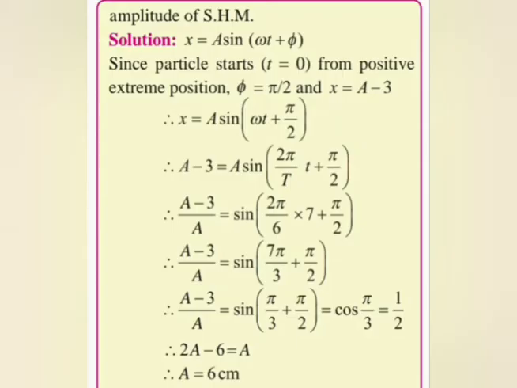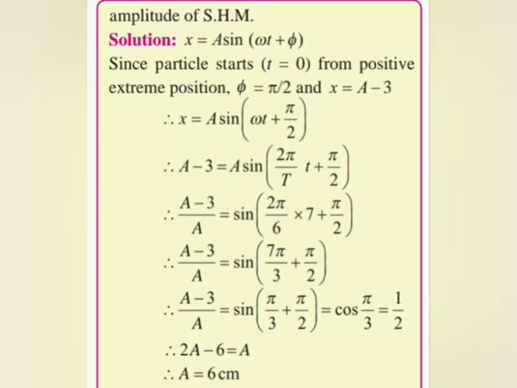So here students, we have the solution, that is displacement of particle, x is equal to a sine omega t plus phi, as you know very well. And when the particle is displaced from the positive extreme position, the time period is 0. At that condition, as you know very well, we consider the angle phi to be pi by 2.